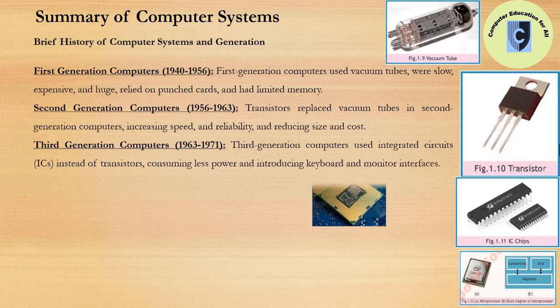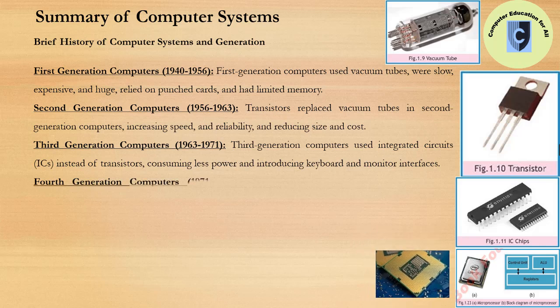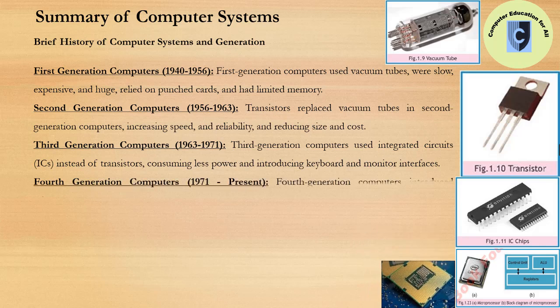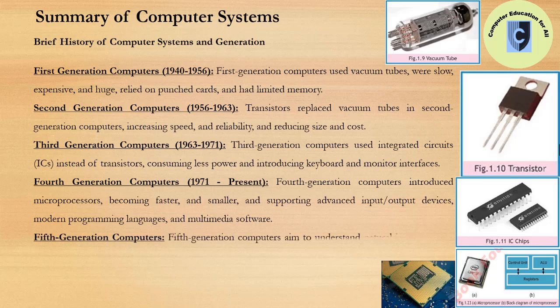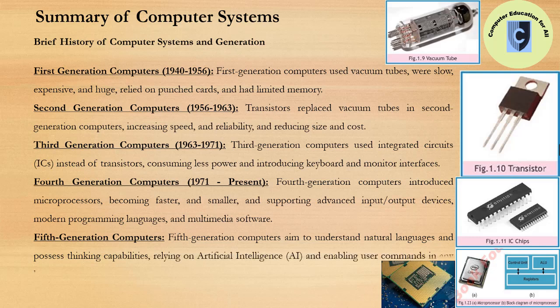Fourth-generation computers. 1971 to present, fourth-generation computers introduced microprocessors, becoming faster and smaller, and supporting advanced input/output devices, modern programming languages, and multimedia software. Fifth-generation computers. Fifth-generation computers aim to understand natural languages and possess thinking capabilities, relying on artificial intelligence, AI, and enabling user commands in any language.